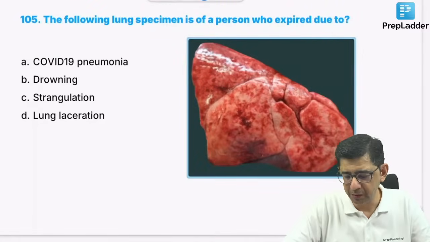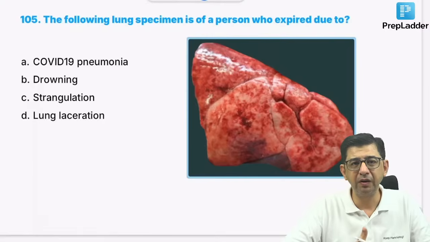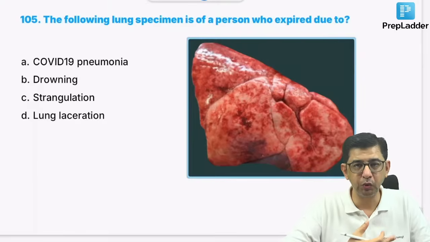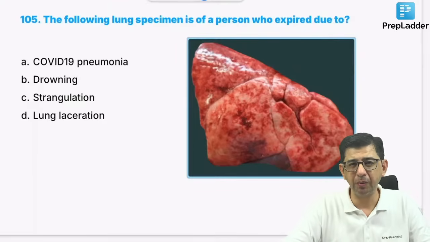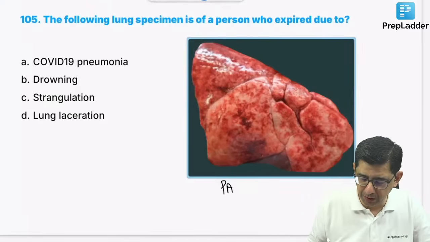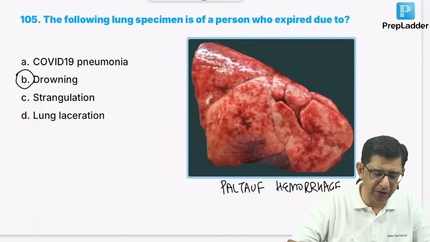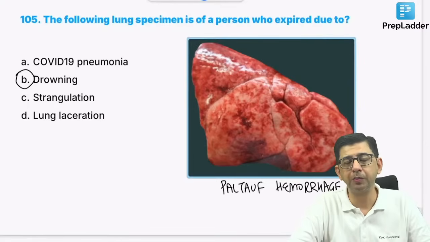Next is a lung specimen on which you can see hemorrhages on the surface of the lung. That makes it easier to solve because we get a lot of petechial hemorrhages with respect to strangulation and hypoxia. But because he's talking about lungs, what we're talking about in this case is Paltauf hemorrhages. And Paltauf hemorrhages would be seen with respect to drowning. That would be wet drowning that I'm describing at the moment. The answer for this would be option number B.